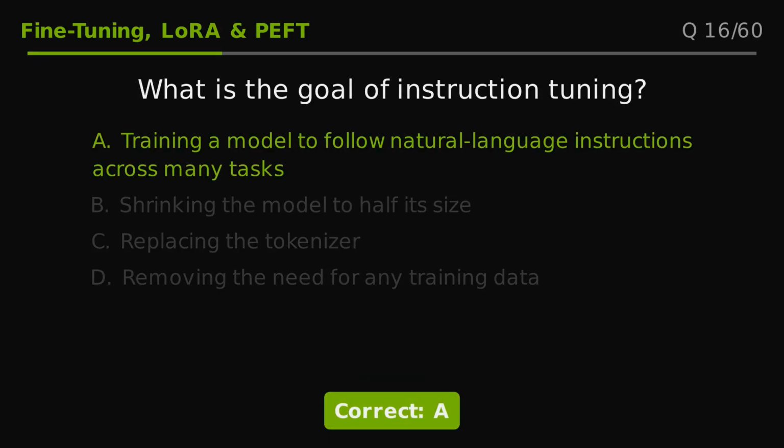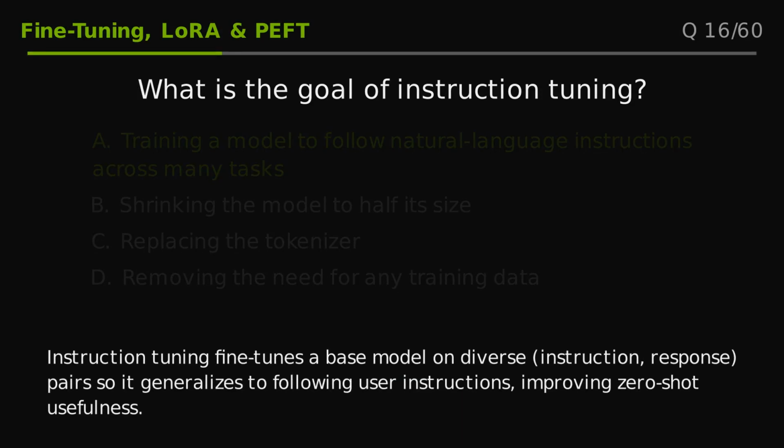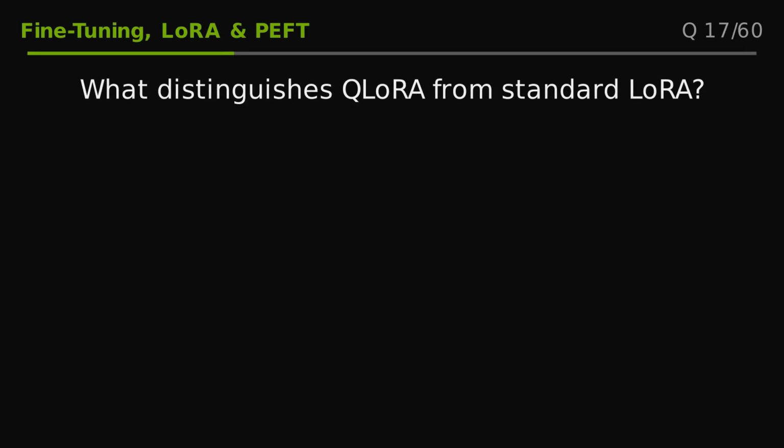The correct answer is A. Instruction tuning fine-tunes a base model on diverse instruction-response pairs so it generalizes to following user instructions, improving zero-shot usefulness. Question 17. What distinguishes QLoRA from standard LoRA?